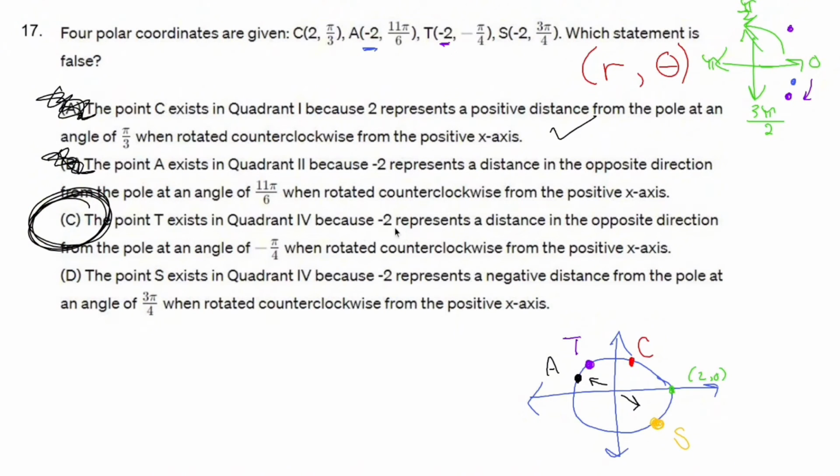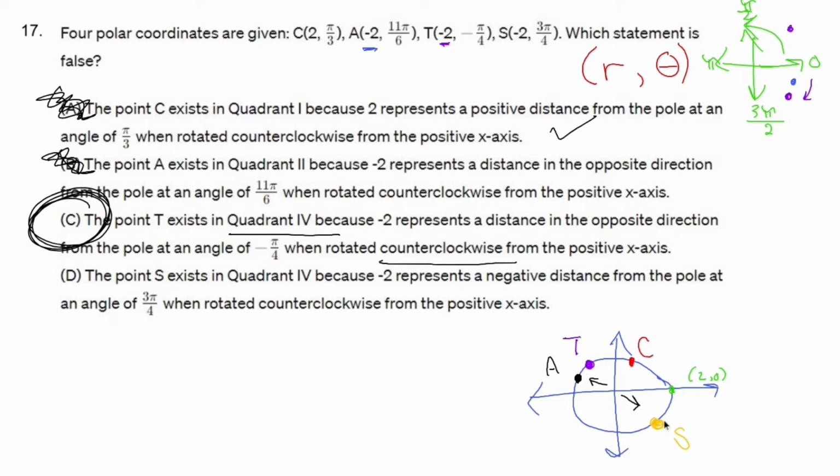But let's keep going, because negative 2 represents a distance in the opposite direction from the pole at angle negative pi over 4 when rotated counterclockwise. So there's error number 1. There's error number 2. So that's why C is wrong, because if you're going in the negative direction, you're rotating it clockwise. Either way, we could have stopped right here.